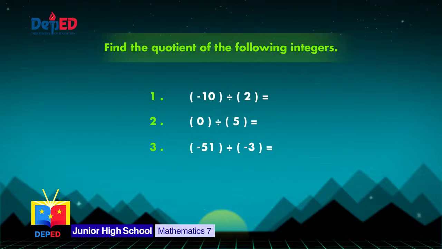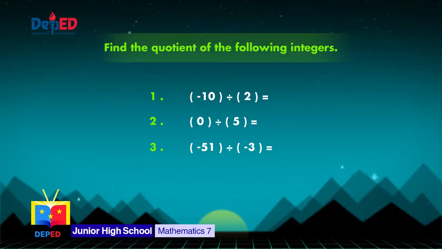Now, let's apply the rule in dividing integers. Help me in finding the quotient of the following integers. Number 1, negative 10 divided by 2. Number 2, 0 divided by 5. Number 3, negative 51 divided by negative 3.